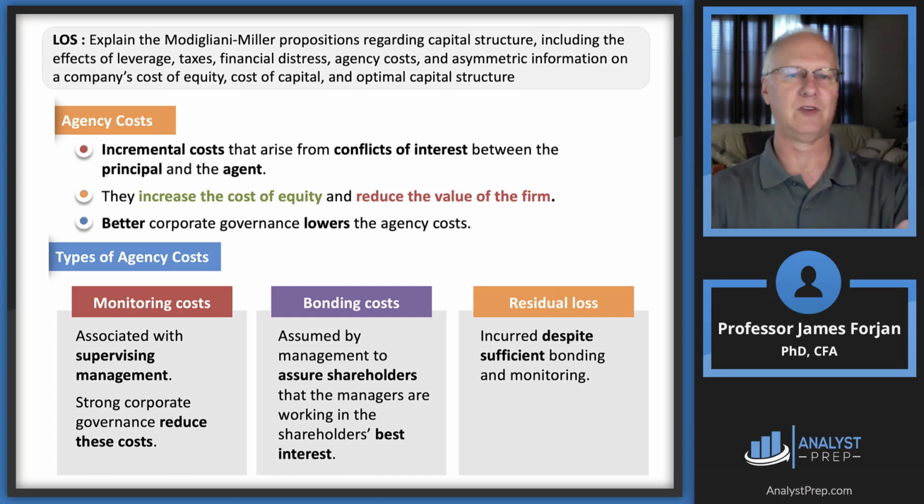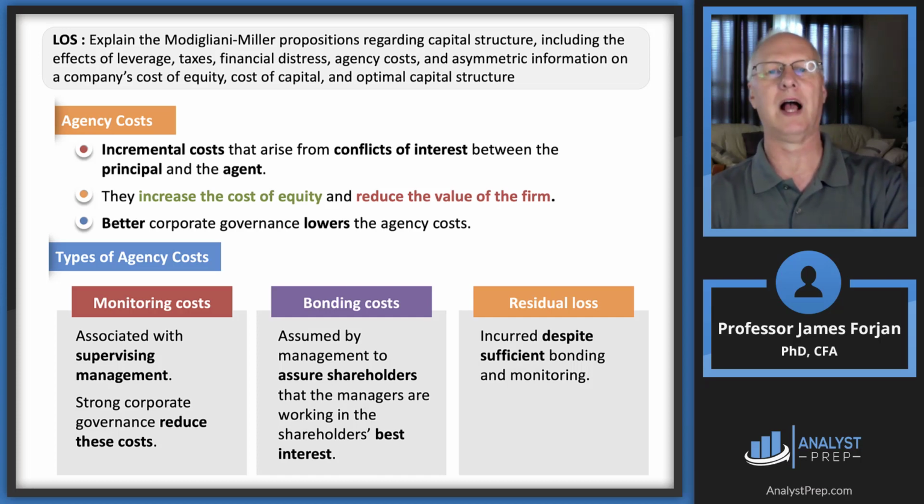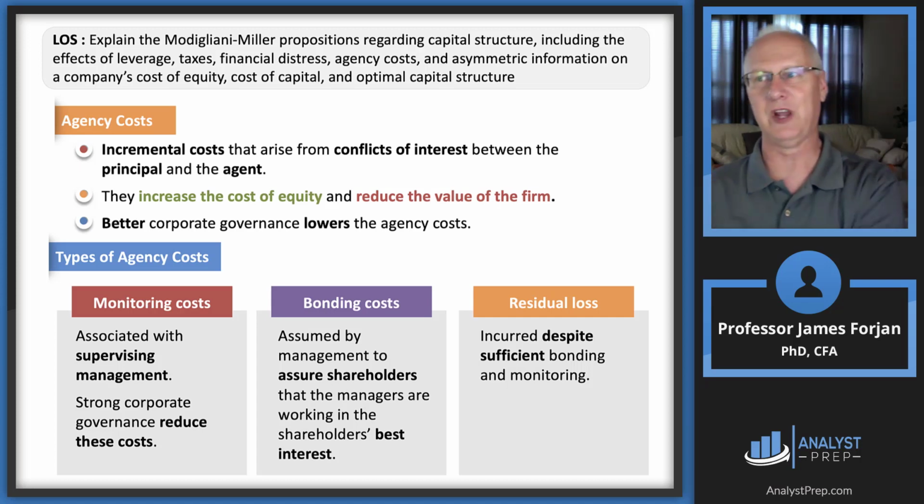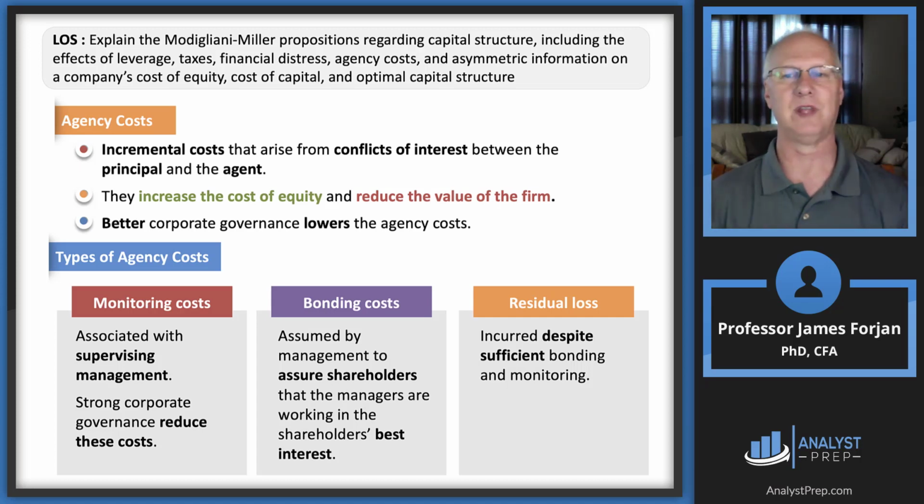All right, so look at the agency cost. Incremental costs that arise from conflicts of interest between the principal and the agent, between the shareholders and me as the executive. They increase the cost of equity and reduce the value of the firm.